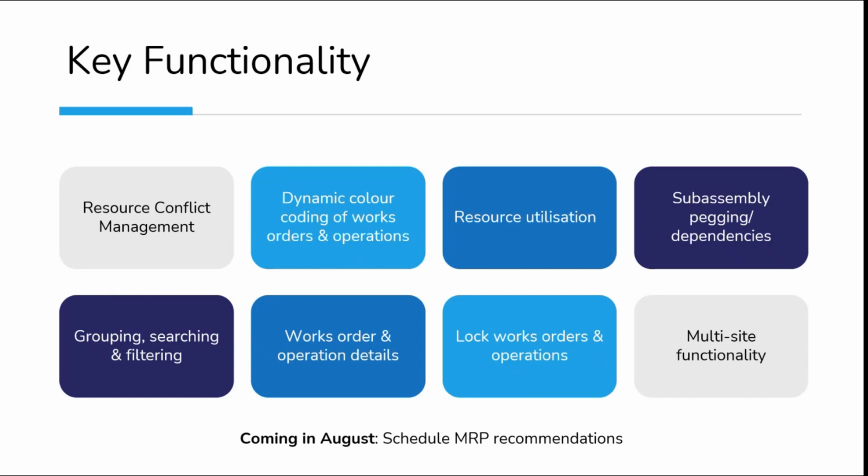And you can view the works order and operation details. You can log works orders. You can even log the MRP now because you can schedule the MRP recommendations, and you have multi-site functionality. So if you have multiple warehouses, multiple locations, you can actually filter the scheduler to display only your site, or you can view everything overall if that's what is required. So there's quite a lot of options there for you.